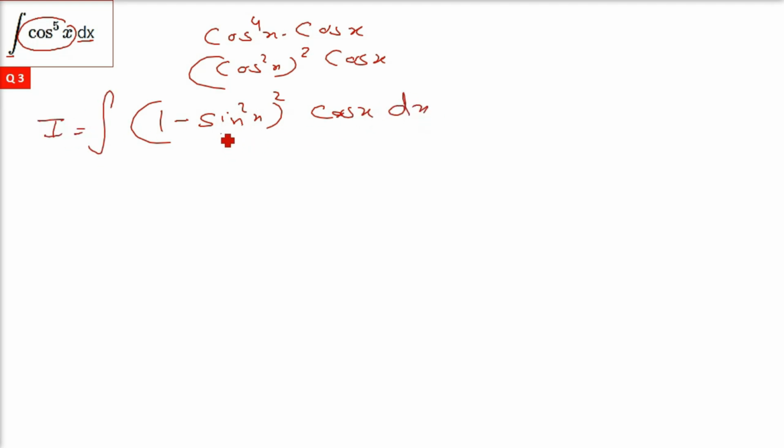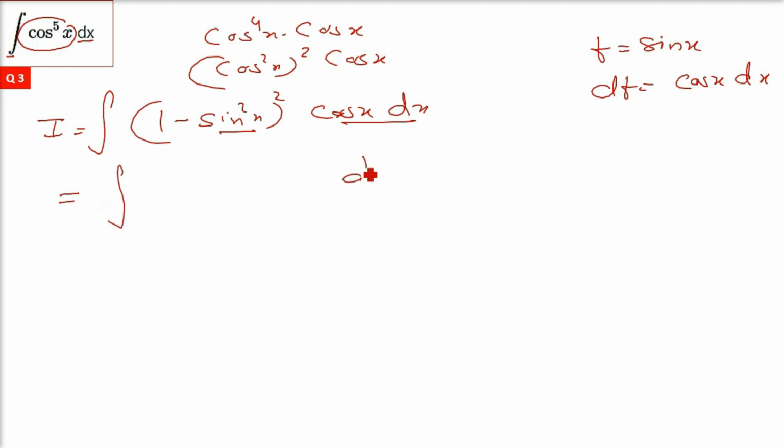Now when you put this sin x equals to t, you will get this cos x dx as dt. T sin x, dt by dx will be cos x. So dt will be cos x dx. So this whole cos x dx will be dt. So this integration will become, cos x dx will be dt. 1 minus sin square x whole square, 1 minus t square whole square it will be. So 1 minus t square whole square, and that will be expanded just as we have done in the previous question. So let's open it.